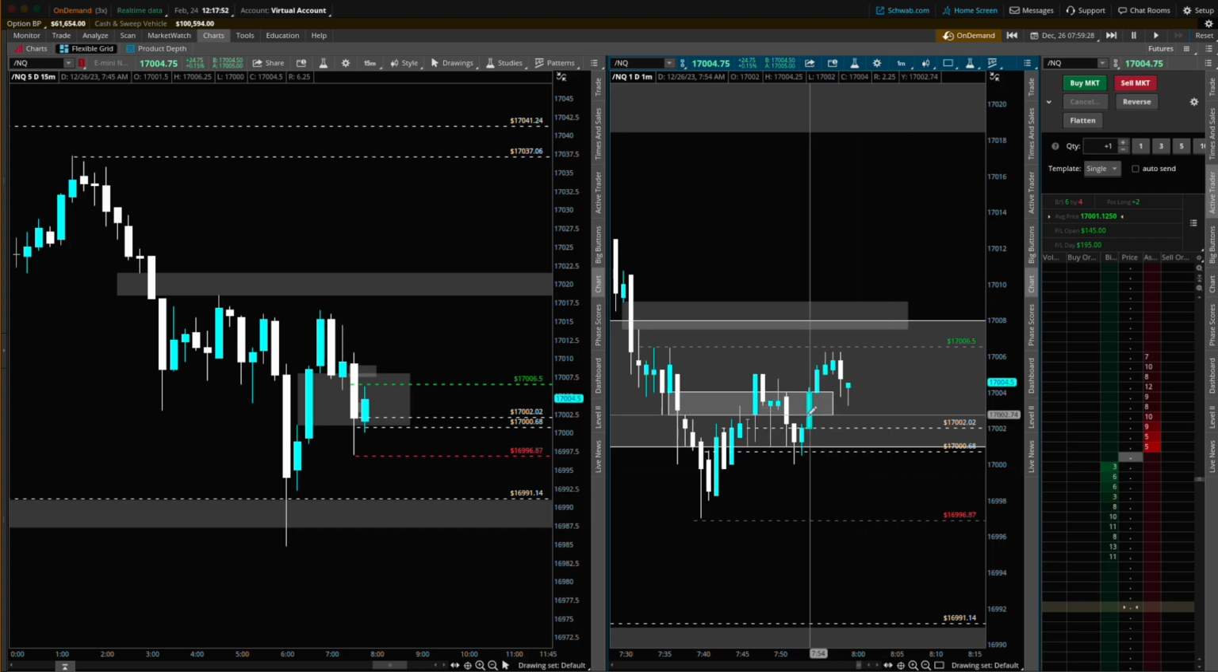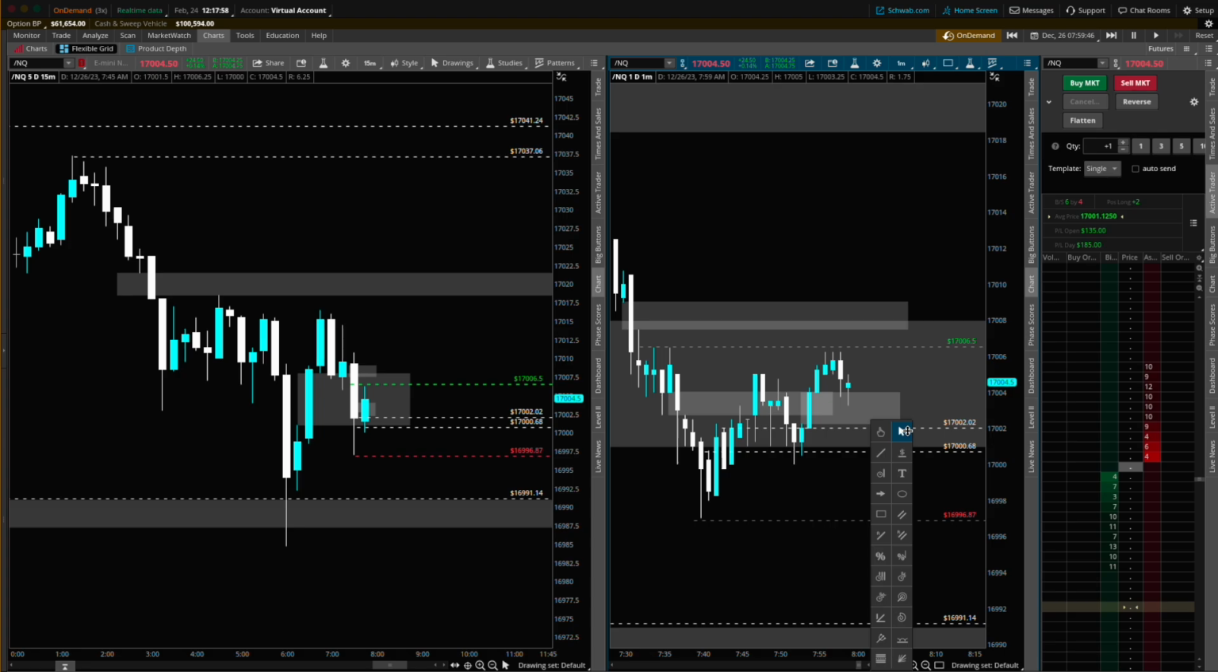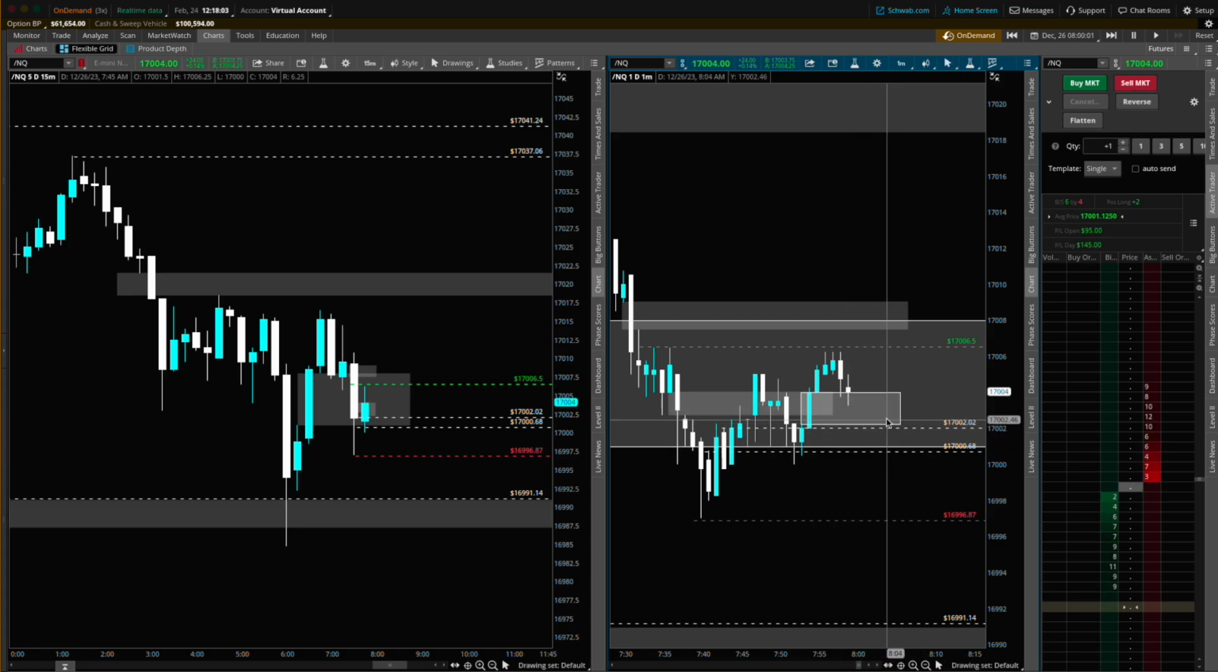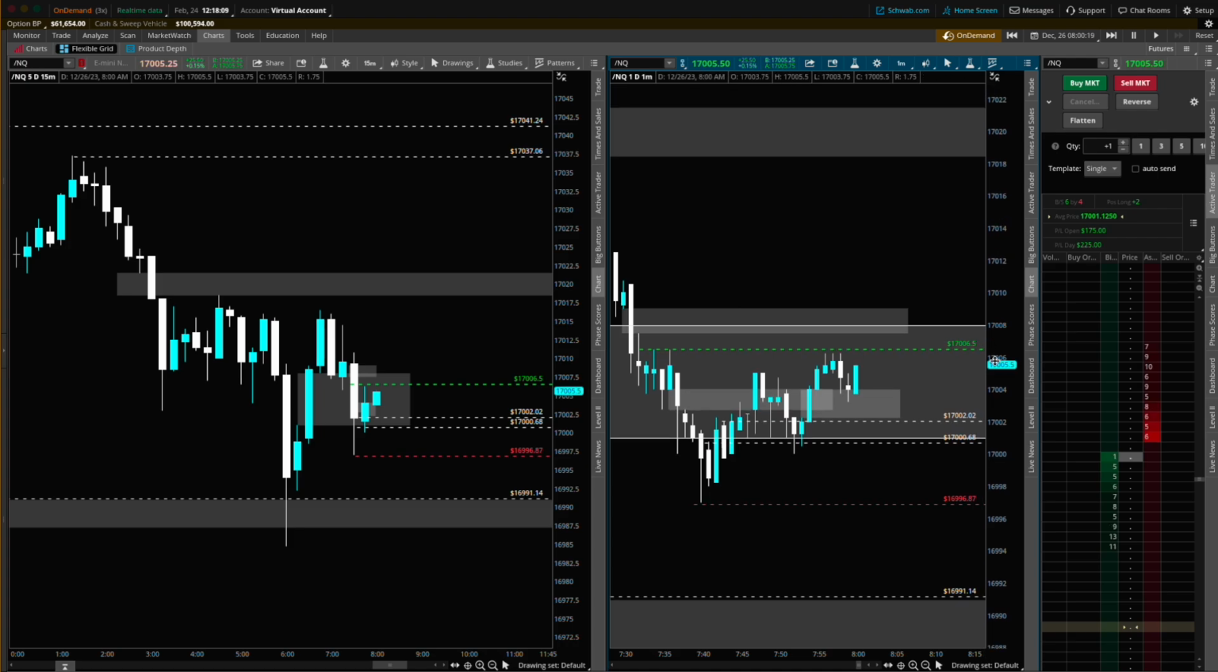Okay, this fair value gap is getting respected here. So we are good at this point. But if it does close below this, I think I might actually get out of this trade. If it closes below this fair value gap, I think I'm gonna get out. Alright, it's going up. Get ready to sell. We are currently up $225. Actually, $200.